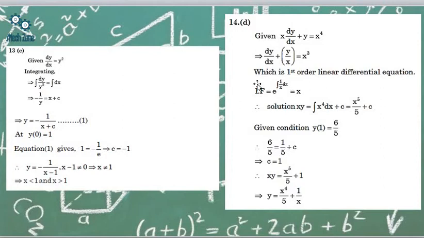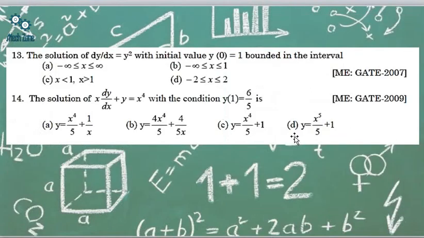So we will multiply with the integrating factor on both the sides of the equation, and we will simply solve it. And we have been given the boundary condition also, and by using this boundary condition we will be able to find out the value of the constant. And on keeping the value of the constant, we will have y is equals to x to the power 4 upon 5 plus 1 upon x. So the correct answer would be A.